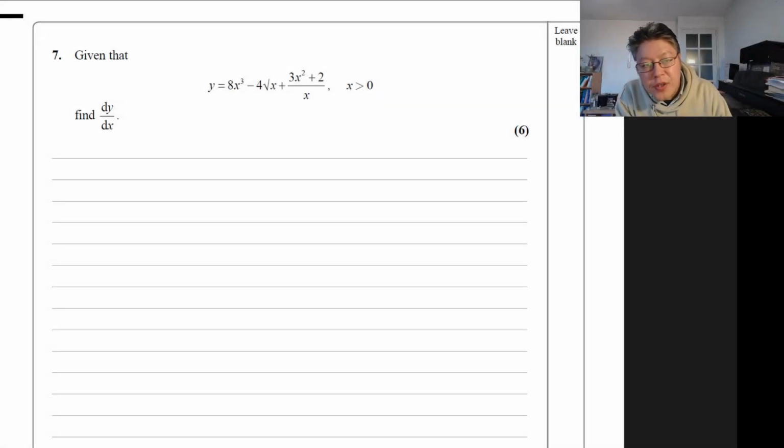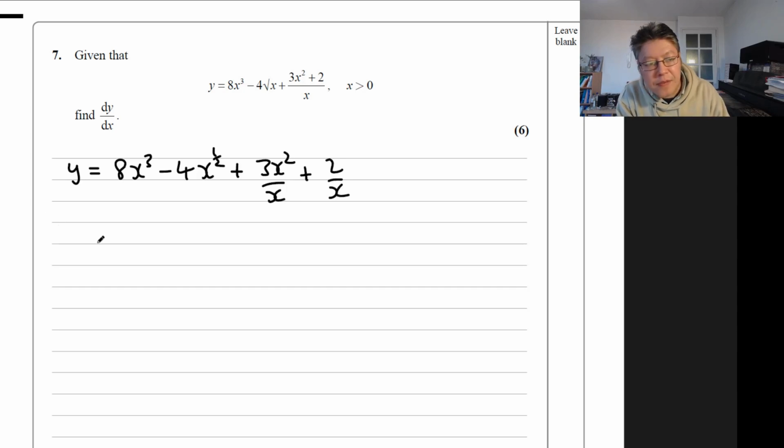Okay, so in this question we'll begin by first writing the surd in index notation, splitting up the fraction. So we have y equals 8x cubed minus 4x to the half plus, and here we'll split up the fraction, so 3x squared over x plus 2 over x, and we will now simplify this.